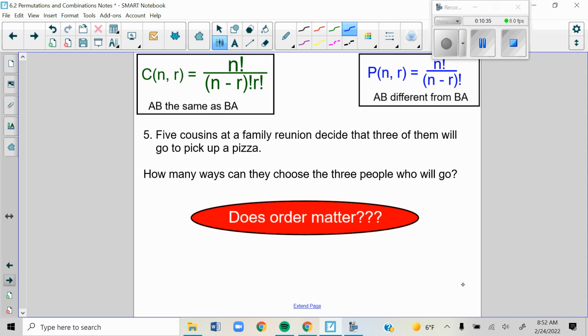All right, so 5 cousins at a family reunion decide that 3 of them are going to go pick up pizza. How many ways can they choose 3 different people who will go? So does the order matter in which they go? No, it doesn't.